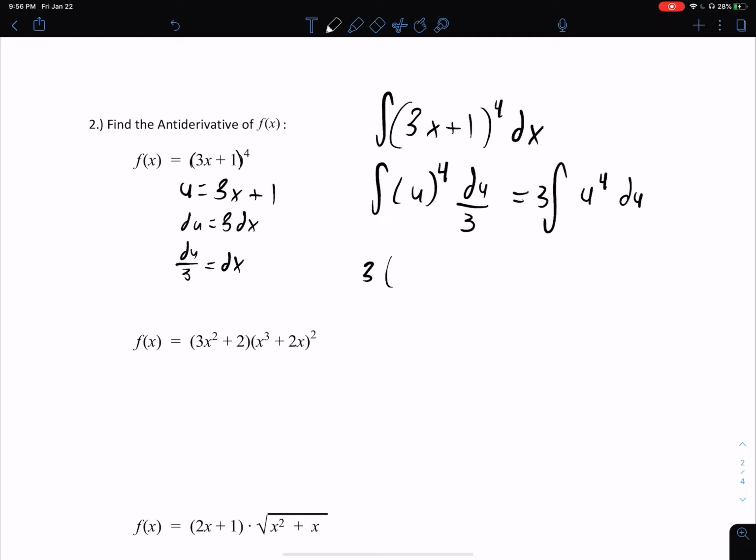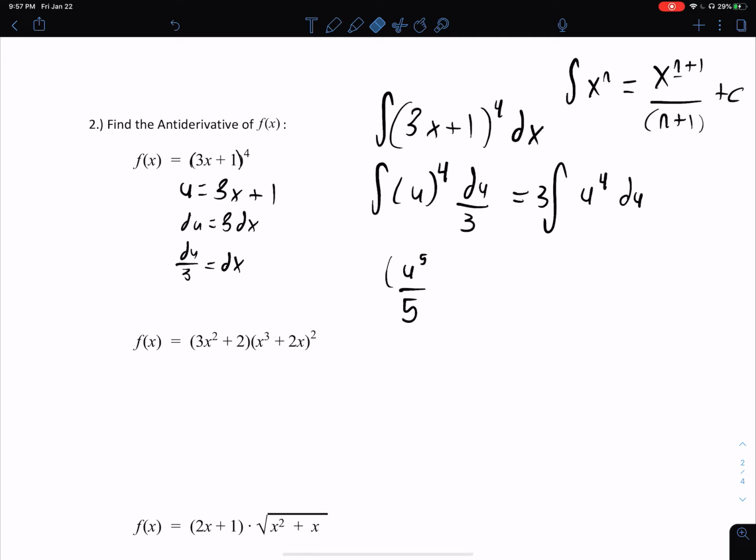So it would be 1/3, and that would be the reverse power rule, which I'll write for you real quick. The integral of x to the n is equal to x to the n plus 1 over n plus 1, and then plus c if there's no bounds. Okay, so using that same rule, we have u to the fourth, and we're integrating that, so it'll be u to the 4 plus 1, which is 5, and that's going to be over 5.